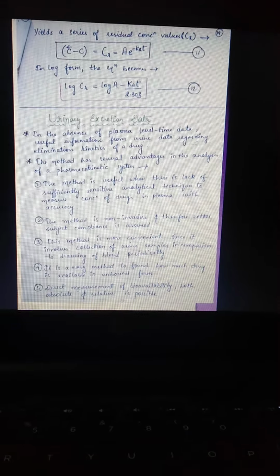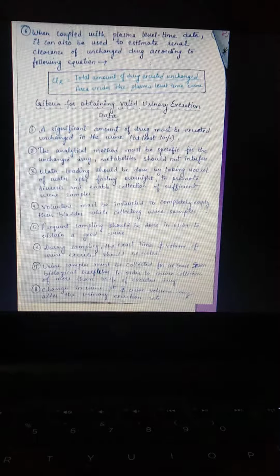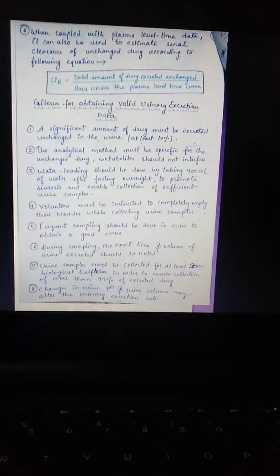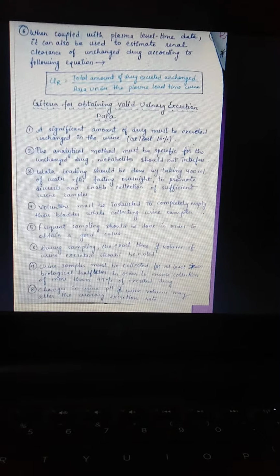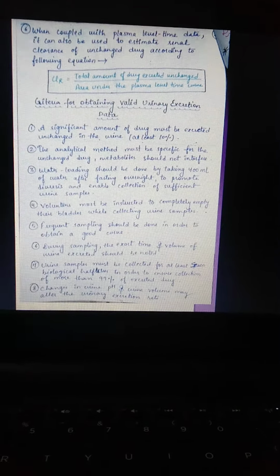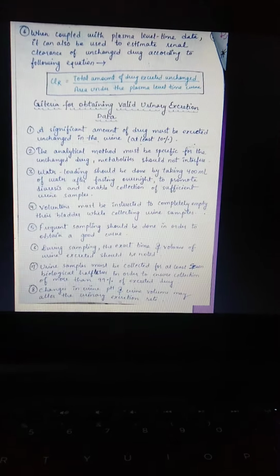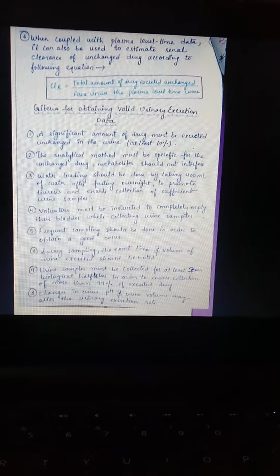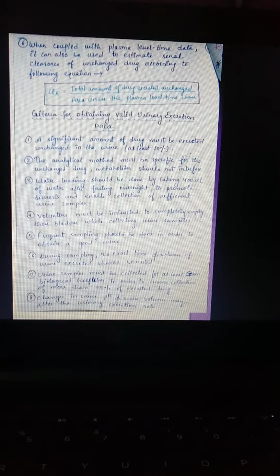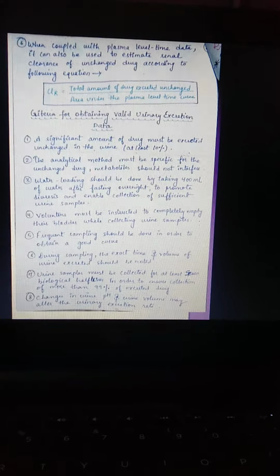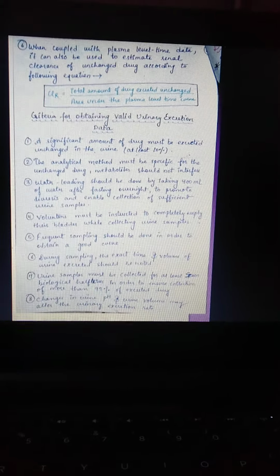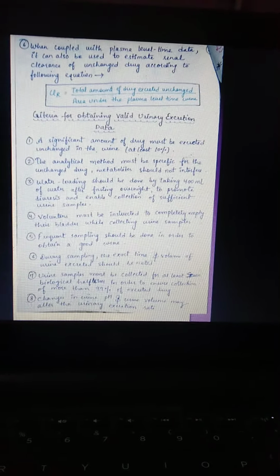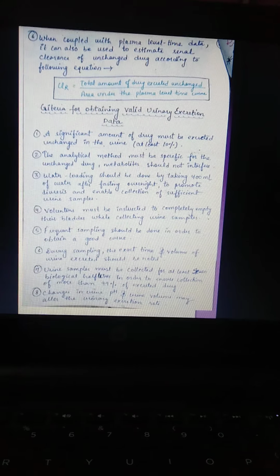There are criteria for obtaining valid urinary excretion data. First, at least 10% of the drug should remain unchanged in the urine. The analytical method should be specific. Water loading should be done by taking 400 ml of water after fasting overnight, which will promote diuresis. Before administering the drug, the bladder must be emptied, and after 1 hour from the water loading, the first sample should be taken as a blank.